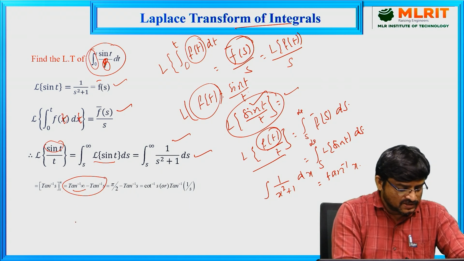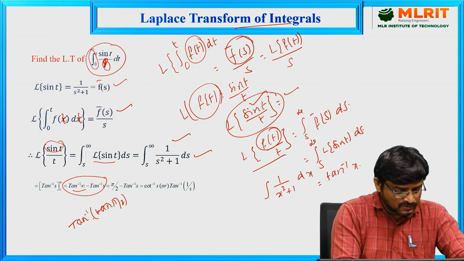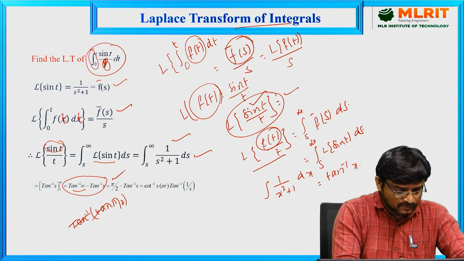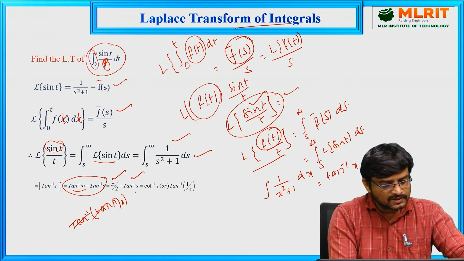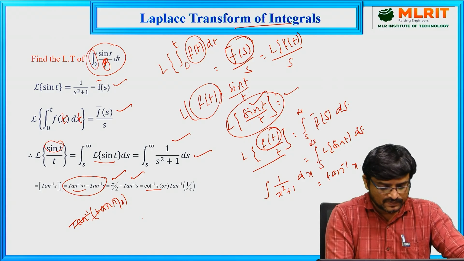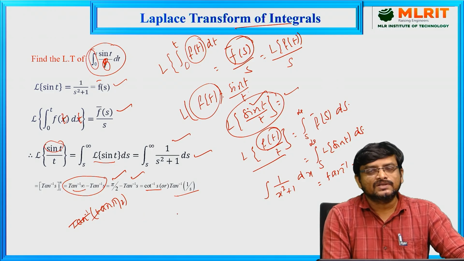Tan inverse infinity, you will get pi by 2. So pi by 2 minus tan inverse s. We can take this value as cot inverse s, or we can take this as tan inverse of 1 by s.